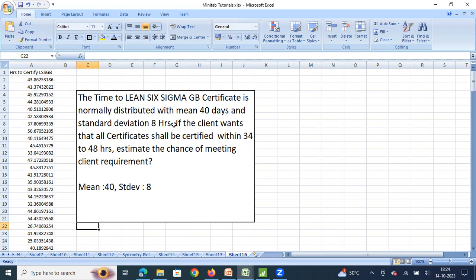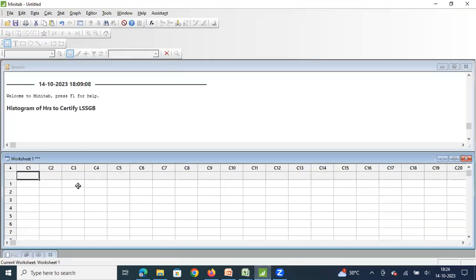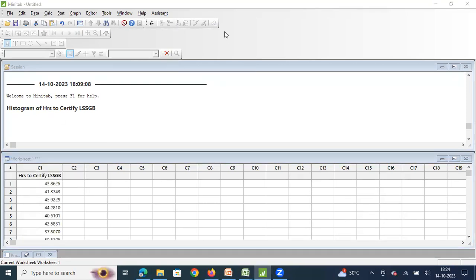So what do we know here? My historical data is normally distributed with a mean of 40 with a standard deviation of 8 hours, and a new set of people are going to onboard for this program. What is the chance of them getting certified within 34 to 48 hours? Now, to give you a visual understanding of what this case study is all about, let me copy this data, take it to Minitab, and try to draw a histogram out of this historical data.